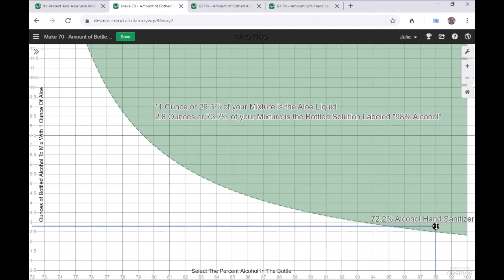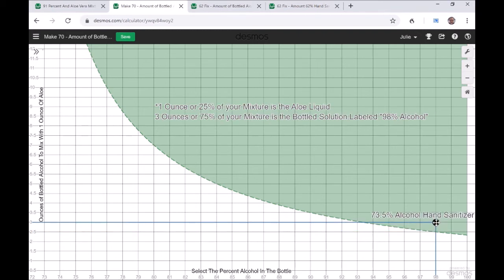And if we happen to use more, say 3 ounces, because we don't want to measure halves maybe, this would show us we're now up to 73.5% if we use 3 ounces of the 98%.